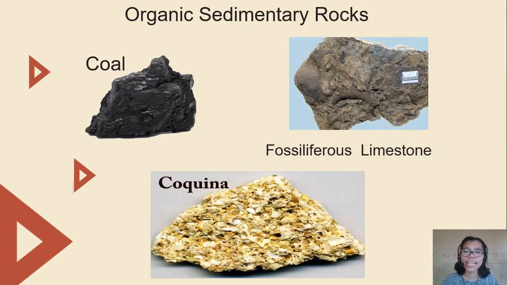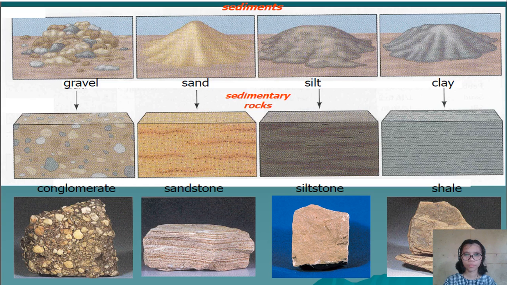Next, organic sedimentary rocks. Organic rocks are the remains of plants and animals that are deposited in thick layers. For example, we have here coal, fossiliferous limestone, and coquina. Here we have the derivation of sedimentary rocks, from sediments to sedimentary rocks. For example, sediments of gravel become conglomerate, sand becomes sandstone, silt becomes siltstone, and clay becomes shale.